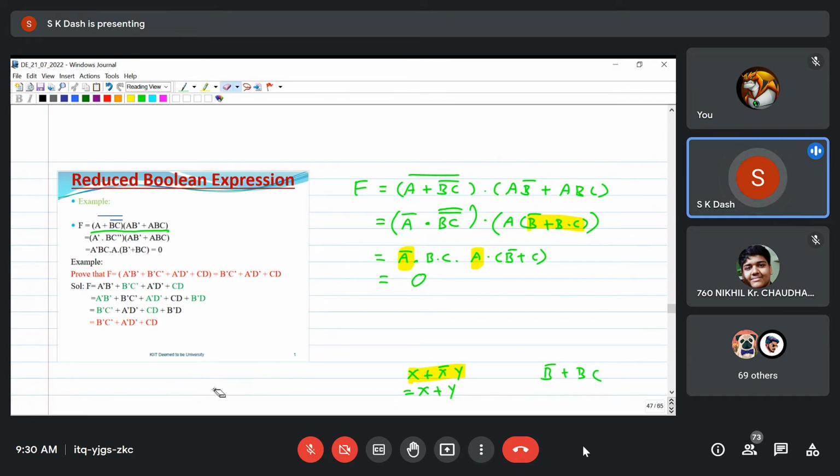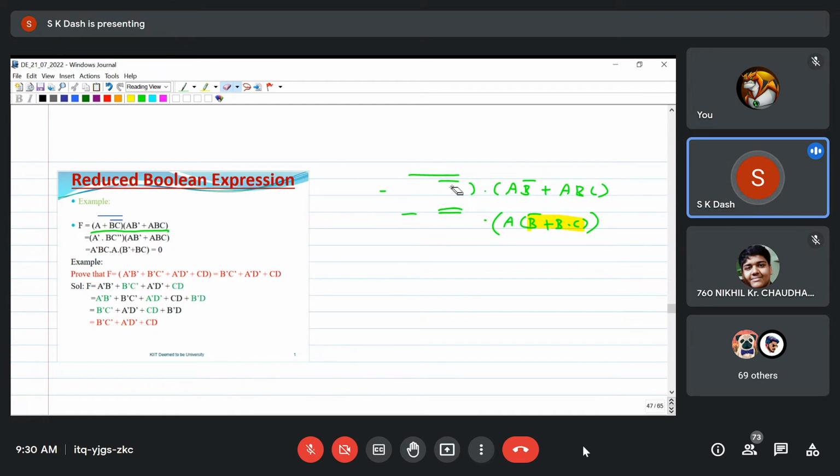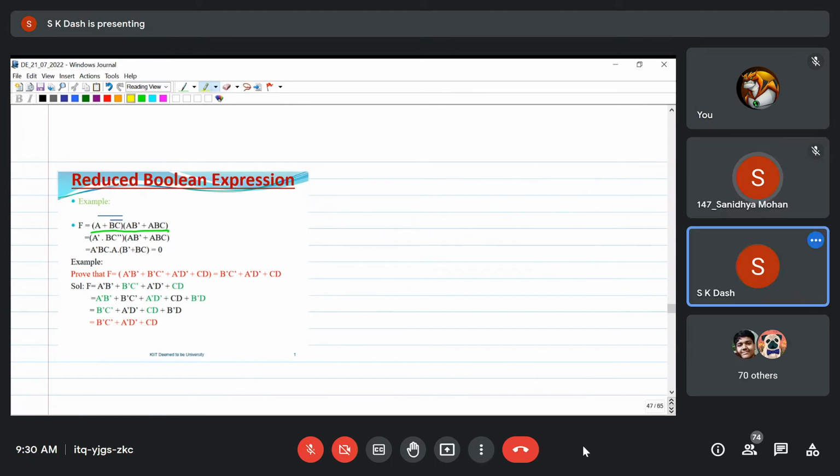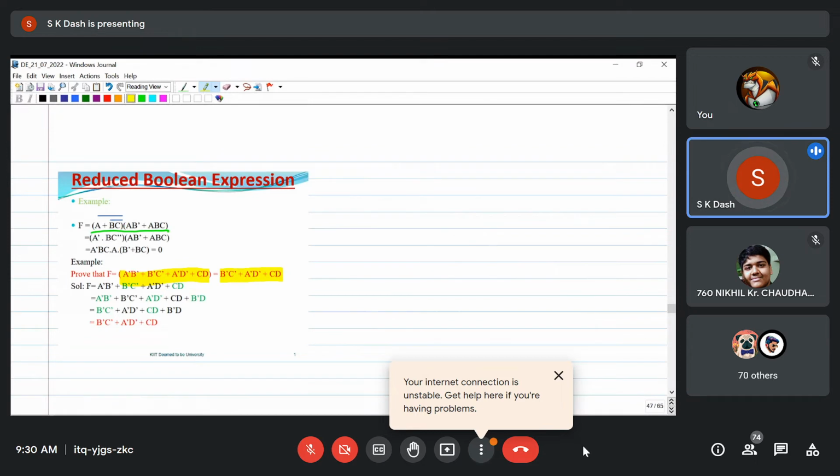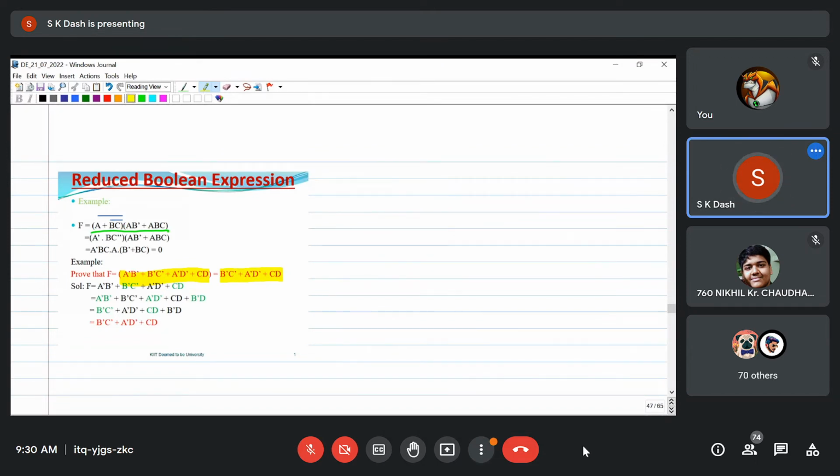Next one, this is a little bit tricky one. Okay. So when consensus comes into the picture, it will be a little bit tricky. So check next. So the question is prove that LHS is equal to RHS. This is equal to this. So check this expression and tell what is the difference between LHS and RHS. A bar, B bar missing.